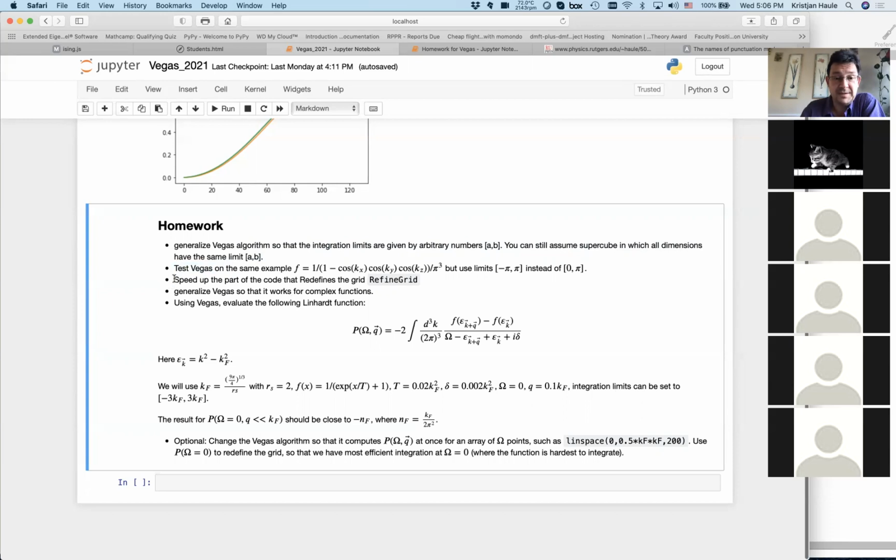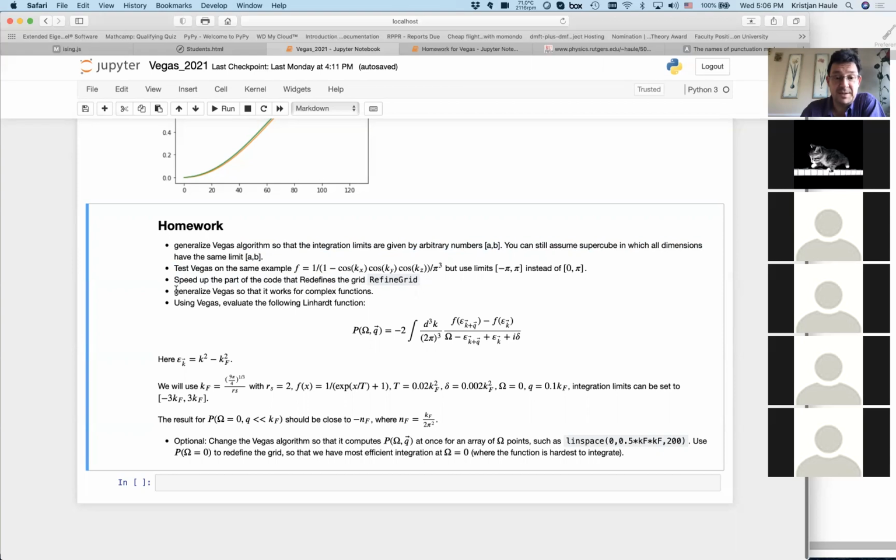And then finally, I want to ask you to speed up the part of the code that redefines the grid. I didn't say explicitly here, but I'm going to solve this with Numba. So Numba is good enough for our purpose. Yeah, so this is the first part.